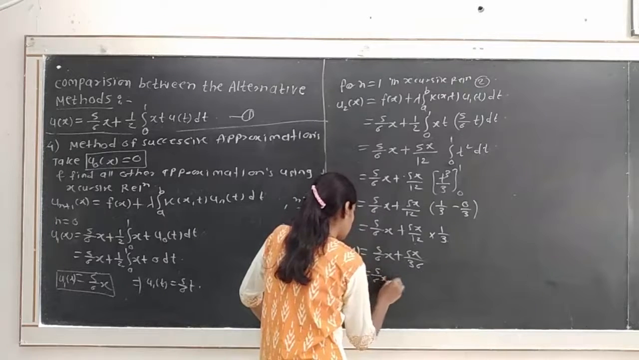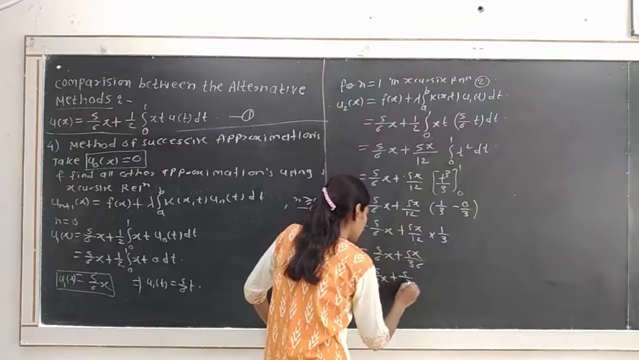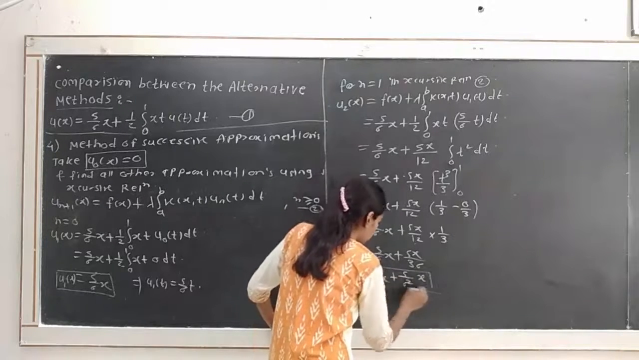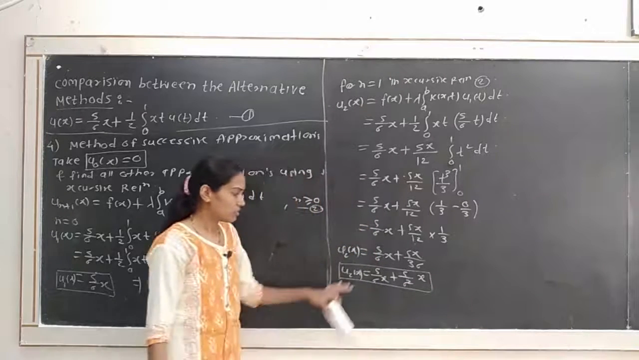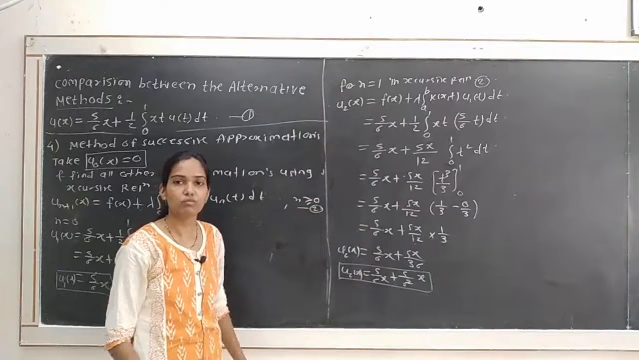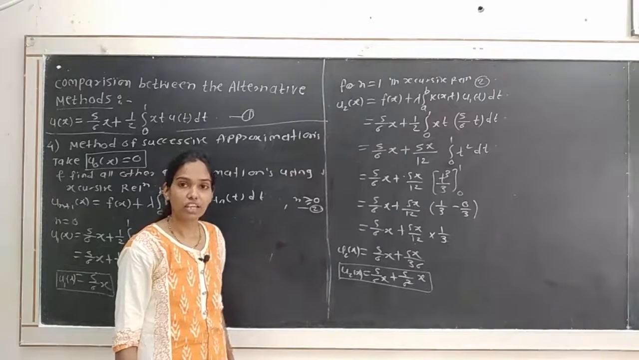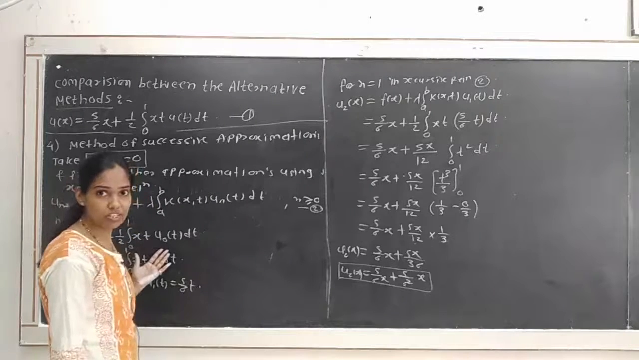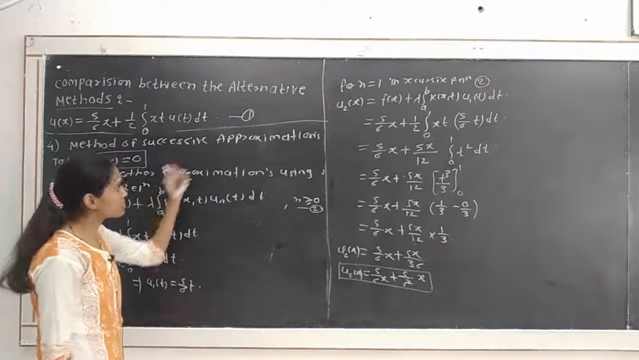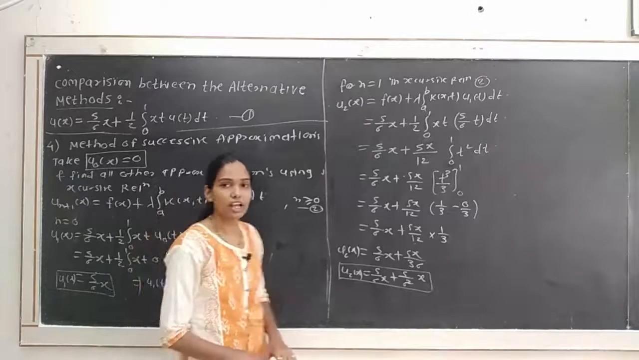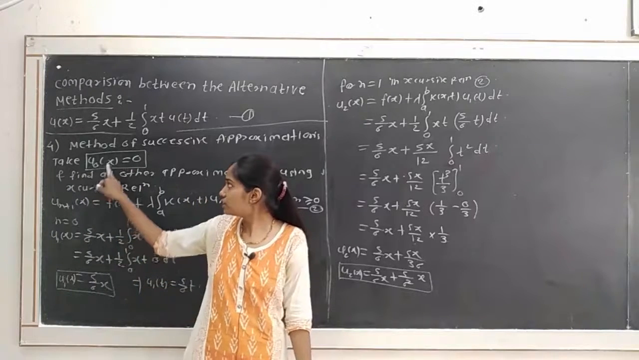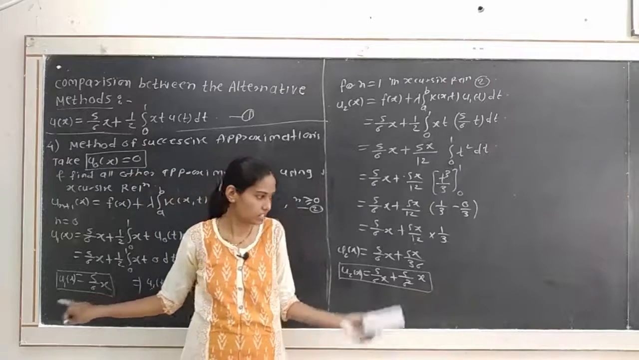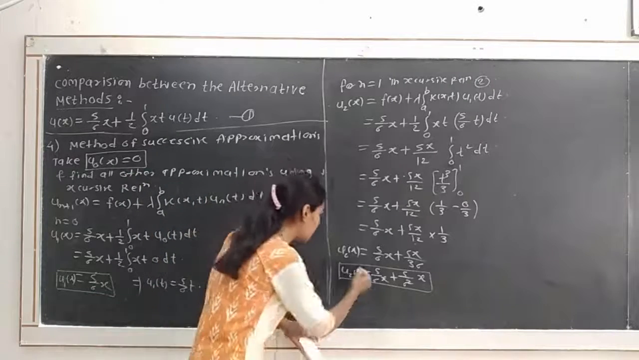We can write this as u2 of x equal to 5 divided by 6 into x plus 5 divided by 6 square into x. That is, the second approximation is the same as the second approximation of the variational iteration method. In the variational iteration method we get the same approximations as in the method of successive approximation. In that also we consider u0 of x equal to 0, then the first approximation is this and the second is the same. So we continue in this manner.